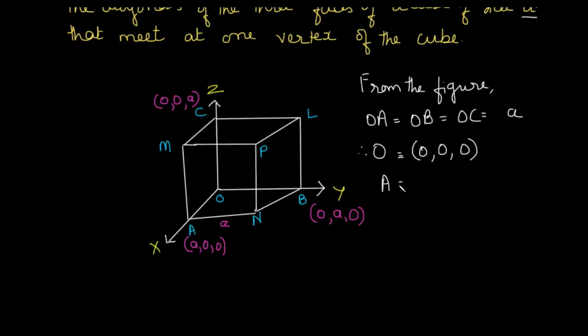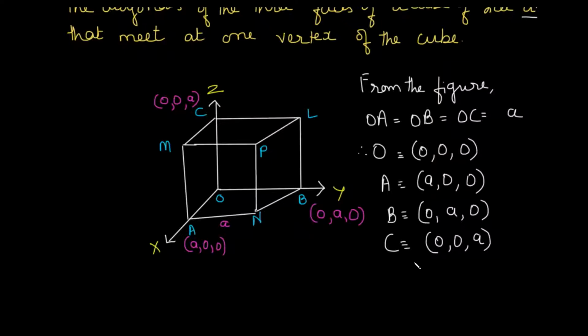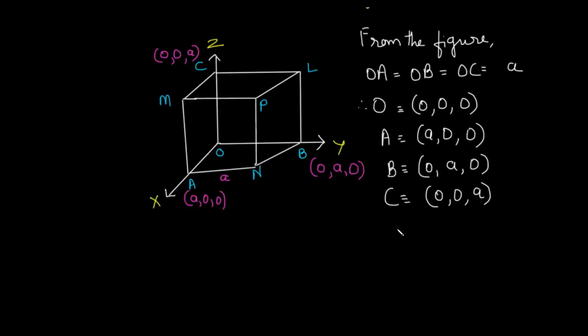Now A lies along the x-axis. So, the coordinates of A are A, 0, 0. Similarly, B lying along the y-axis, B becomes 0, A, 0. C lies along the positive z-axis, so the coordinates of C become 0, 0, A. Now, what about the remaining coordinates? We can also find them, if you remember certain things.